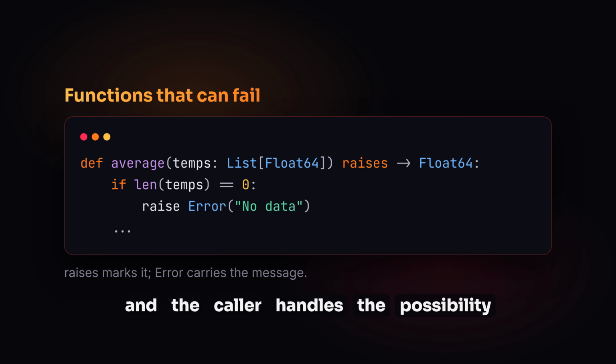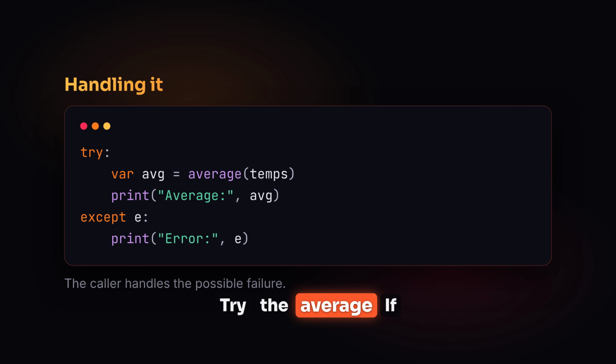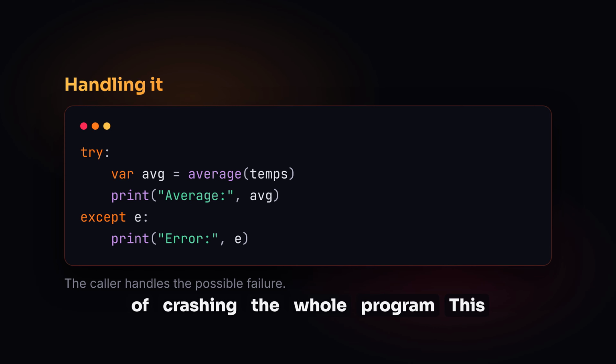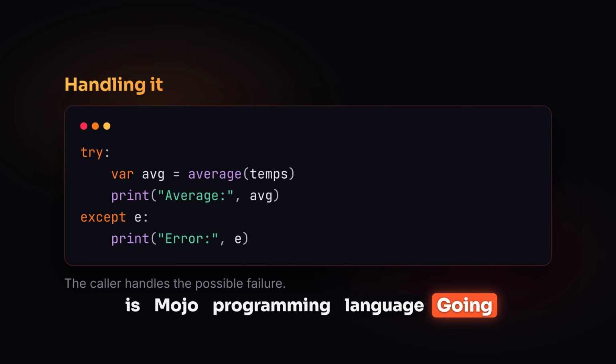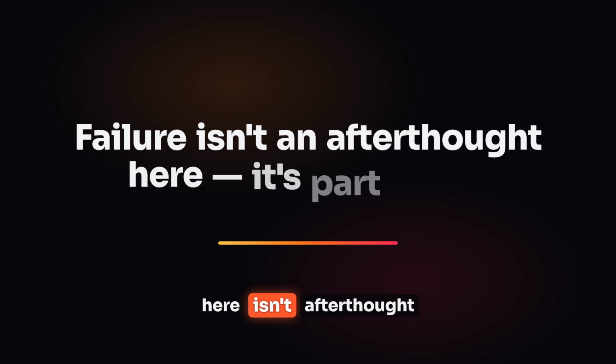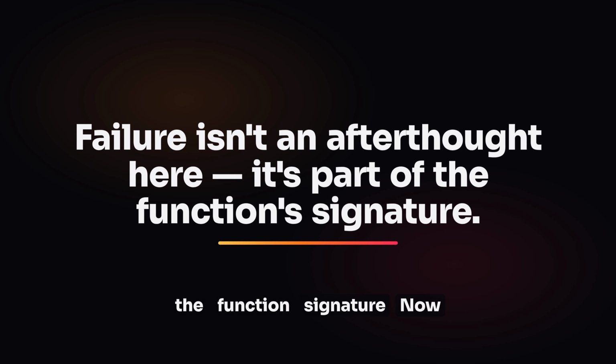And the caller handles the possibility with try and except. Try the average. If it fails, catch the error and print it, instead of crashing the whole program. This is the Mojo programming language nudging you towards robust code. Failure here isn't an afterthought. It's right there in the function signature.